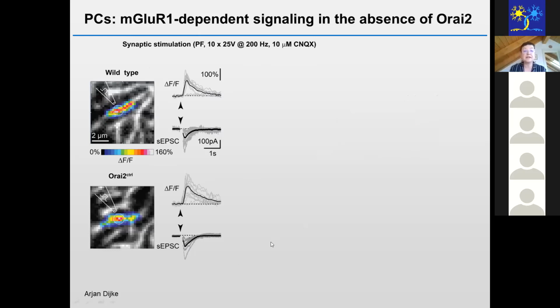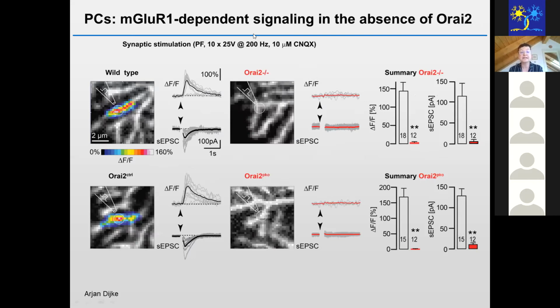So going on from there, we started the characterization of mGluR1 dependent synaptic signaling, first in a general Orai2 knockout mouse and later in a newly generated Purkinje cell type specific knockout mouse. The gray traces here represent single recordings resulting from repetitive parallel fiber stimulation, the calcium transients, and the slow EPSC. The fast AMPA receptor dependent component is omitted here, and the black traces represent the average traces from the single recordings. And we found in both genotypes, the general knockout and the Purkinje cell type specific knockout, complete absence of all mGluR1 dependent signals.